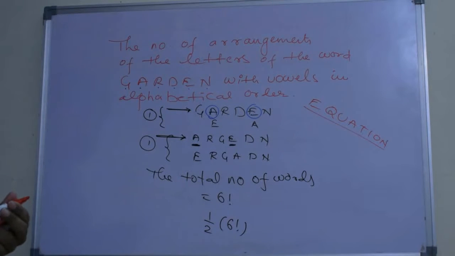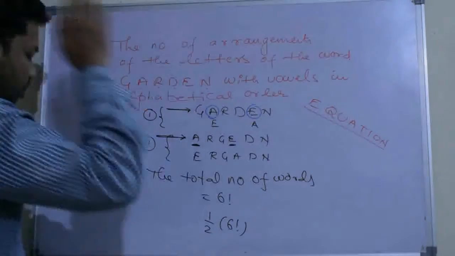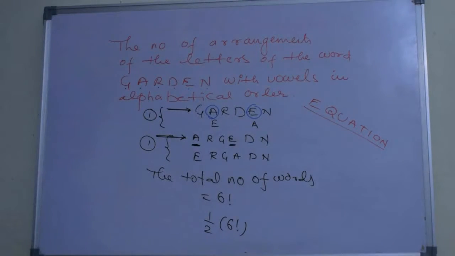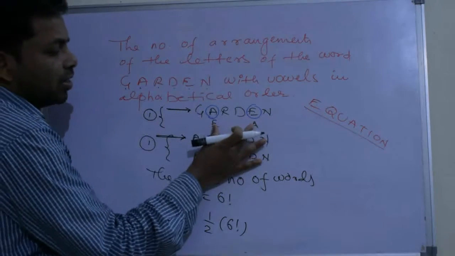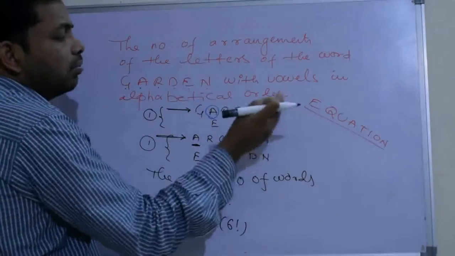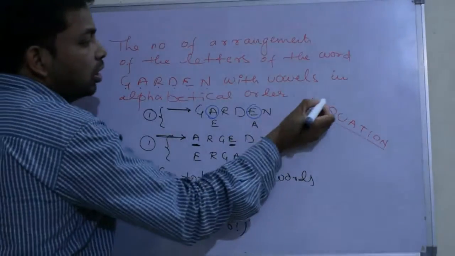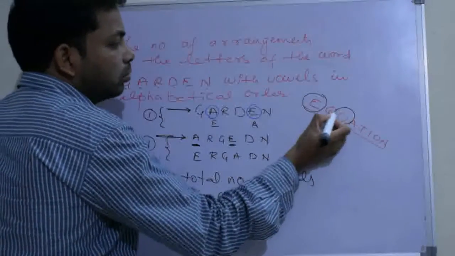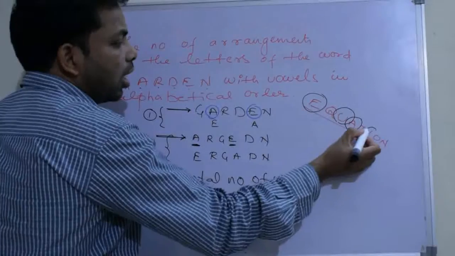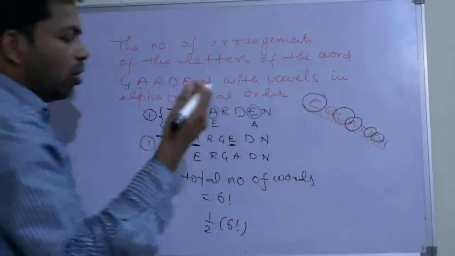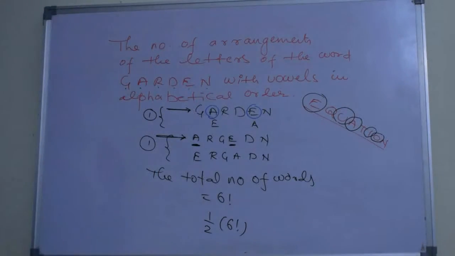How many arrangements are possible using the letters of the word equation in which vowels are in alphabetical order? Now you see, it's the same, but earlier only two vowels were there. So it's a little bit complicated because here vowels are more: E, U, A, I, O. All the vowels are included in the word equation.